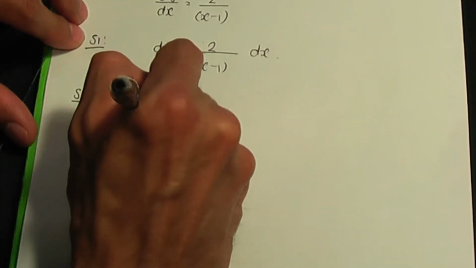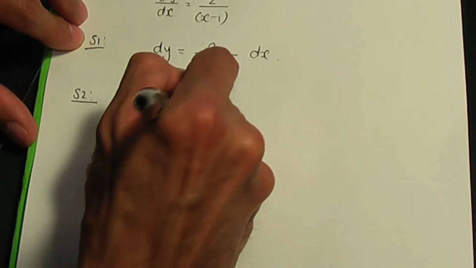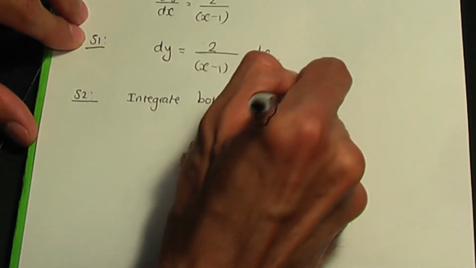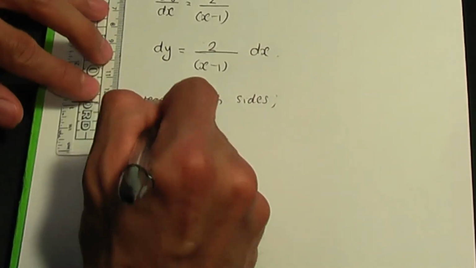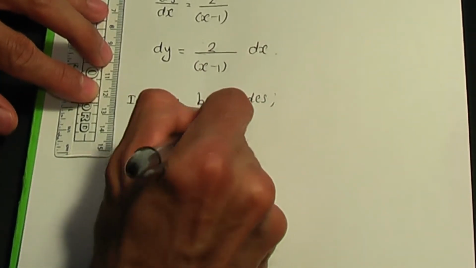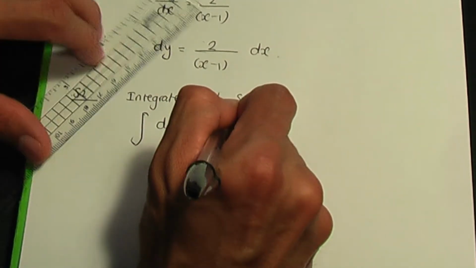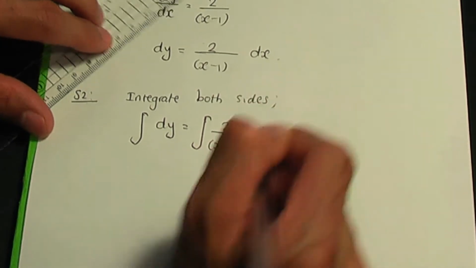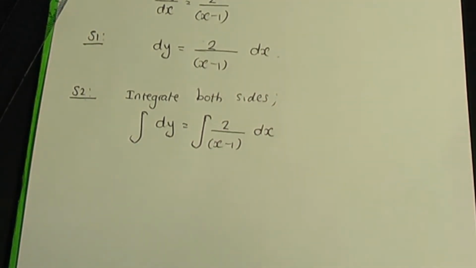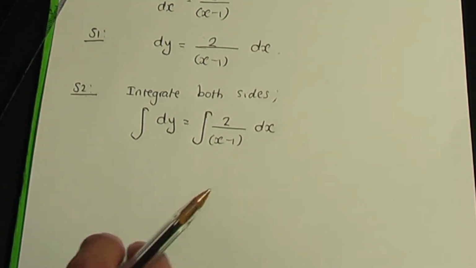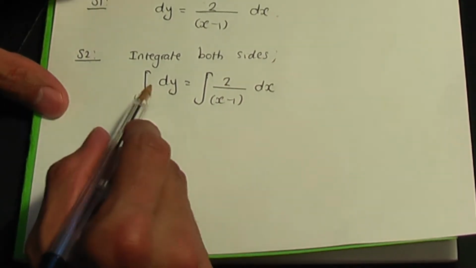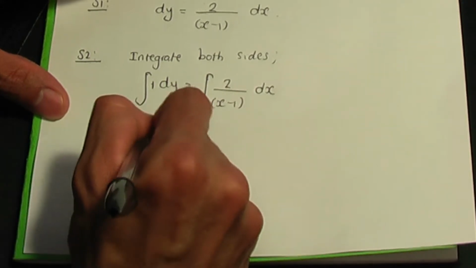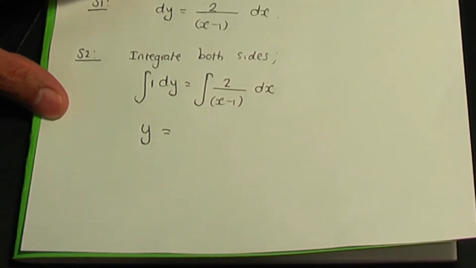So let's integrate both sides. Let's integrate the left hand term, dy, and let's also integrate the right hand term, 2 over x minus 1, with respect to x. First of all, let's integrate the left hand side. Integration of 1 with respect to y is y. So we just have y on the left hand side.